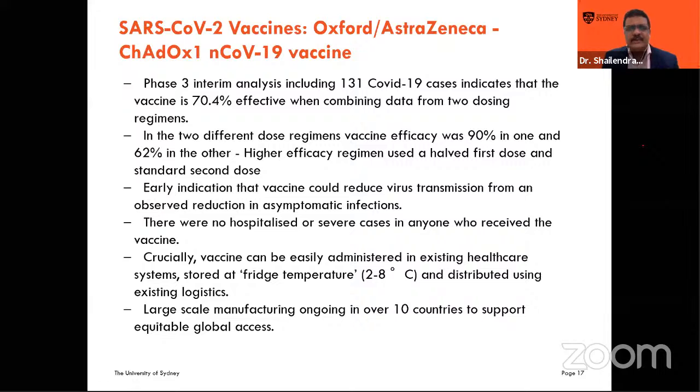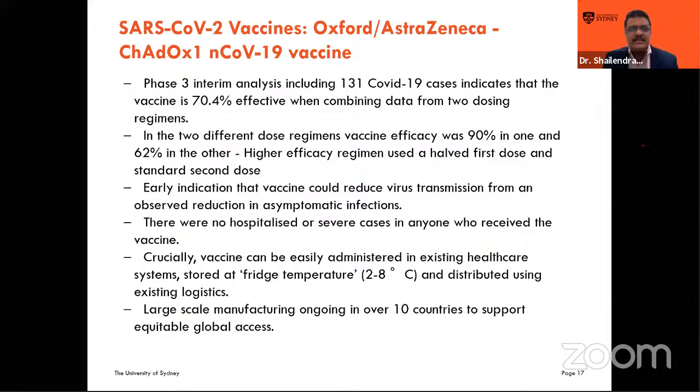There's some controversy going on at the moment. I don't want to go into that controversy as to whether the half dose was given by mistake and what that means. But fortunately, it meant a good response of 90% efficacy, over 62%. No severe cases. There's also an early indication in this that the vaccine could reduce transmission from an asymptomatic patient as well.